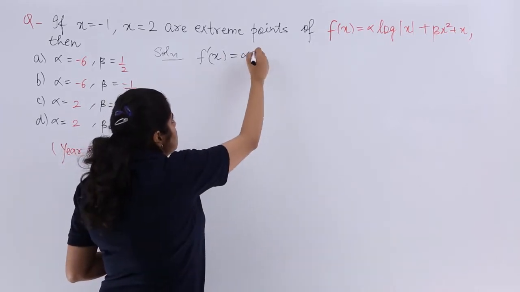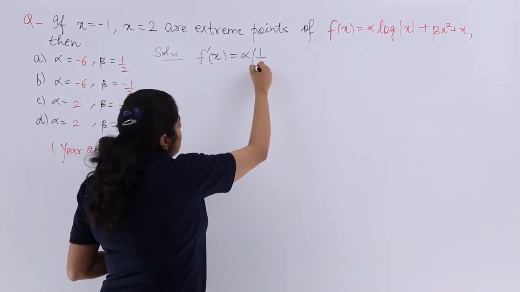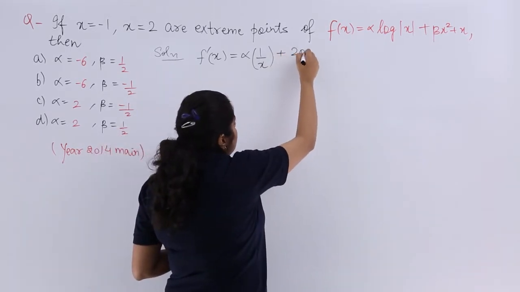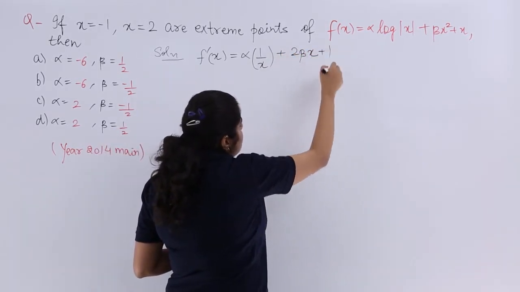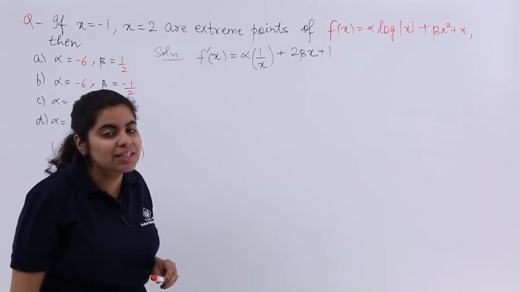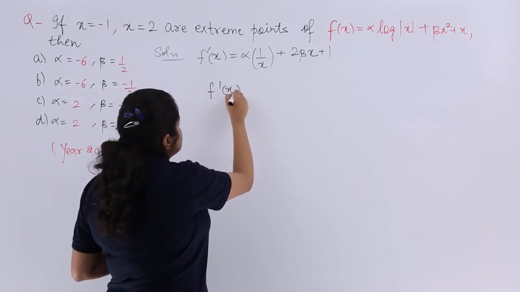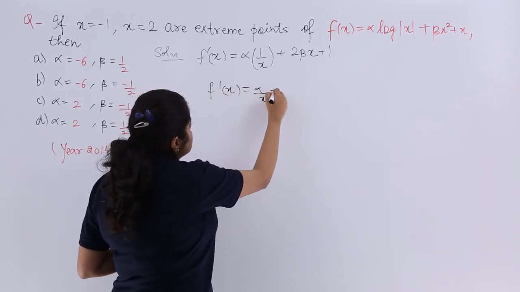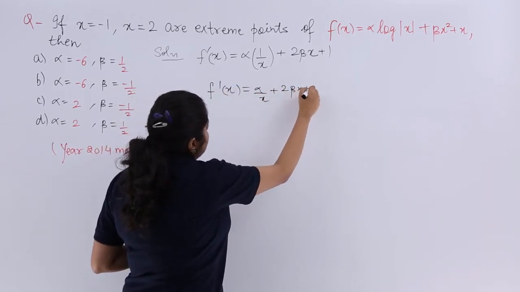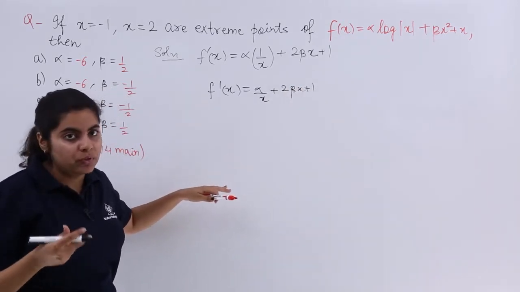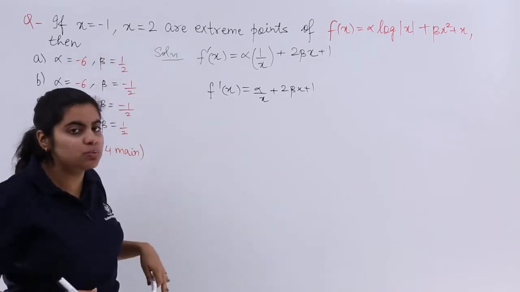Alpha remains as it is, the derivative of log x is 1 by x, plus beta x² when differentiated with respect to x gives me 2 beta x, plus x differentiated with respect to x is 1. So what is the value of f'(x)? It is nothing but alpha upon x plus 2 beta x plus 1. Now, there are two extreme points. The first one is -1.